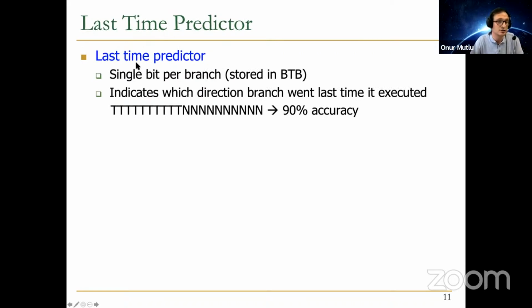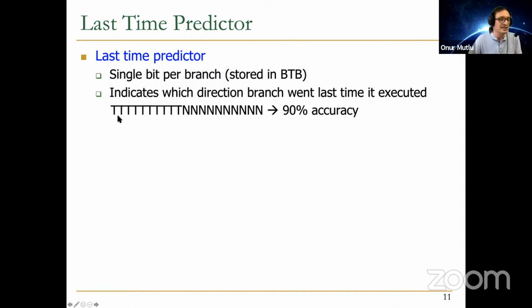For this to work, you need to have a single bit per branch. And that bit indicates whether the branch was taken or not taken the last time it was executed by the machine, resolved in the branch execution unit. And you store that information into the direction predictor, which could be part of your branch target buffer, as we will see. And this bit indicates which direction the branch went last time it was executed.